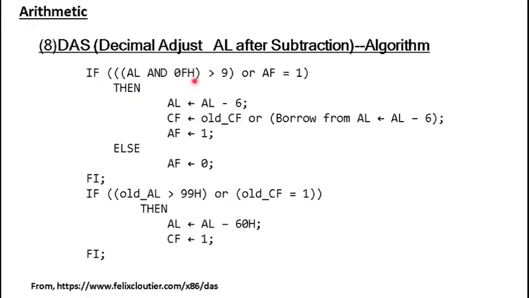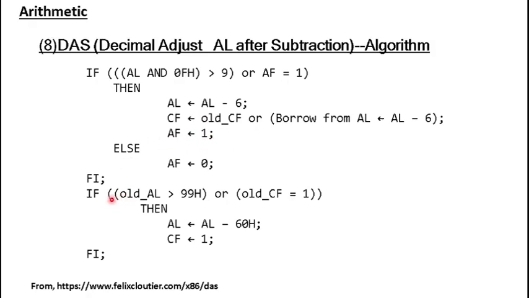First we examine the lowermost nibble. To extract the lowest nibble of AL, we do this AND operation and check whether the lowest nibble is greater than 9. If it is greater than 9, or if there is a borrow, since it is subtraction, the auxiliary flag getting set indicates that a borrow has happened in the lowest nibble. Then we have to subtract 6 from the lowest nibble, and set the auxiliary flag to 1 to indicate that subtraction.